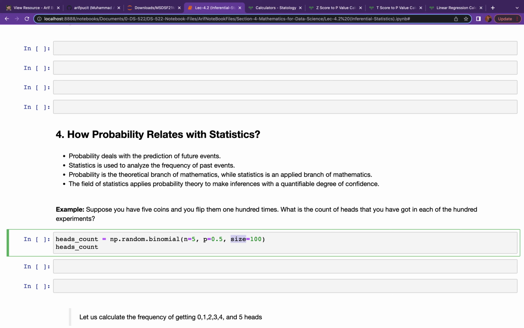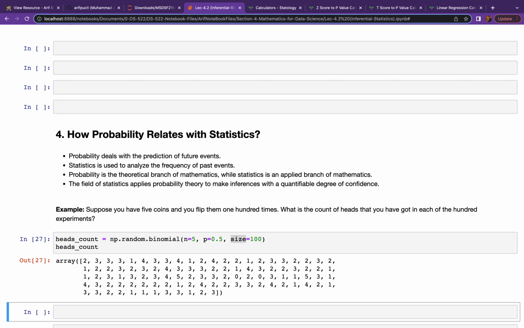And let me execute the code of this cell. Well, it has returned me an array of 100 values, and each value represents the number of heads that turned up in each experiment.